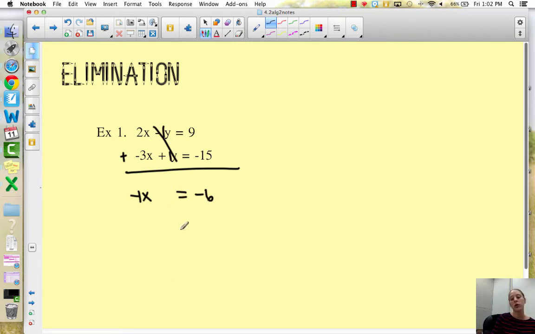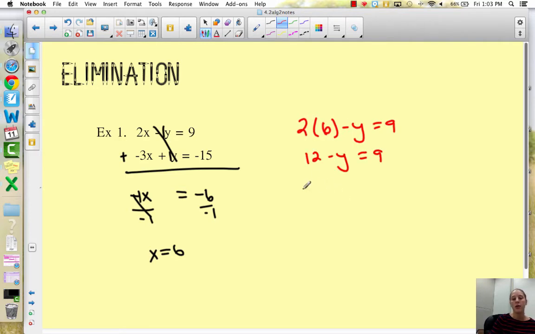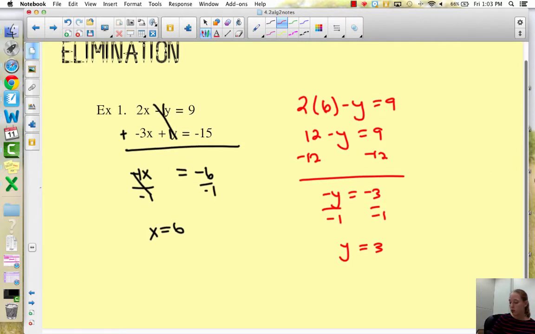So now I just have a simple equation with x in it, and I'm going to divide by negative 1. And I get x is equal to positive 6, right? And then the process from here on out is very similar to the substitution. Once you've gotten one variable, you're going to plug it back into one of the equations and solve for y. So let's just pick the top equation. So we'd have 2 times 6, because that's my x value, minus y equals 9. So we have 12 minus y equals 9. When I subtract 12, I get negative y equals negative 3. And when I divide by negative 1, I get y is equal to positive 3. So I have my x and my y, so my final solution is going to be 6, 3.